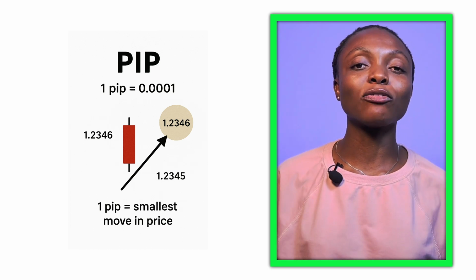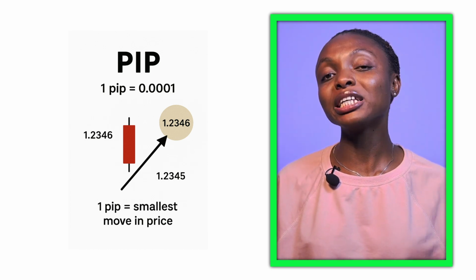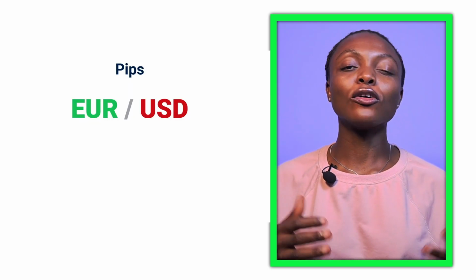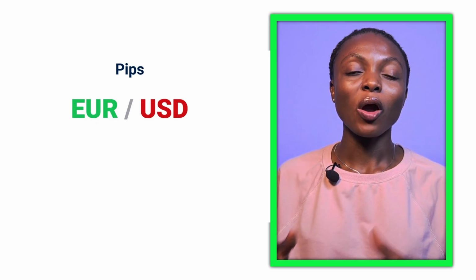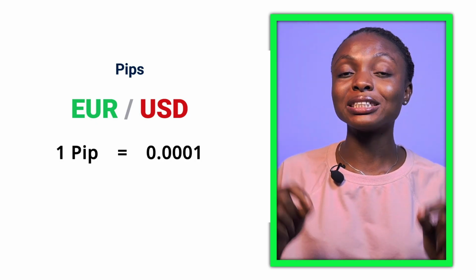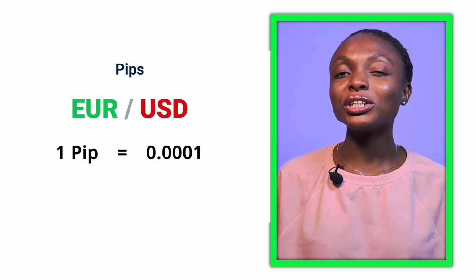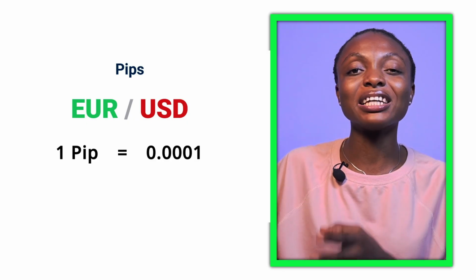A pip, which stands for percentage in points, is the smallest price movement of an asset. For assets like the Euro USD pair, 1 pip equals 0.0001, which is simply the 4th digit after the decimal.